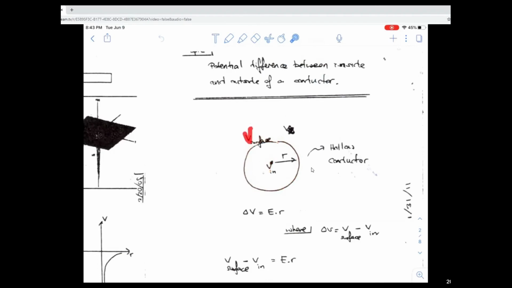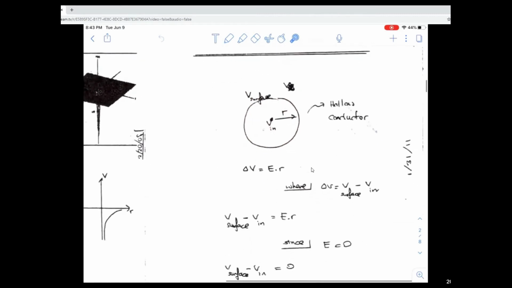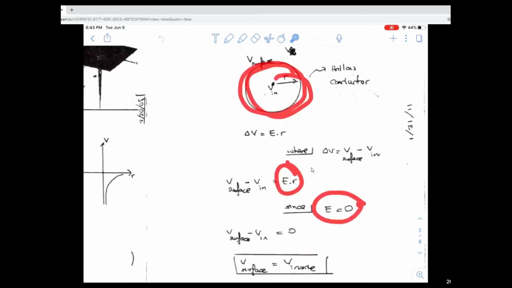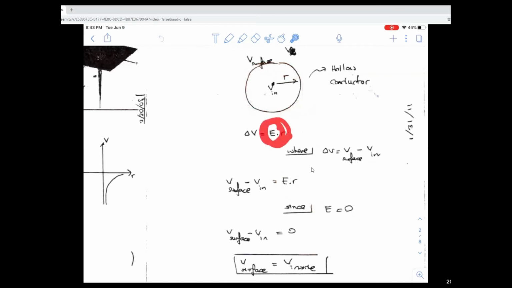This is the inside, and this is the surface. The voltage difference between inside and the surface depends on the electric field between these 2 points, right? So what is the strength of the electric field inside a metallic container? It's going to be 0. If the strength of the electric field on the inside is 0, what happens to the voltage difference? The difference is going to be 0.